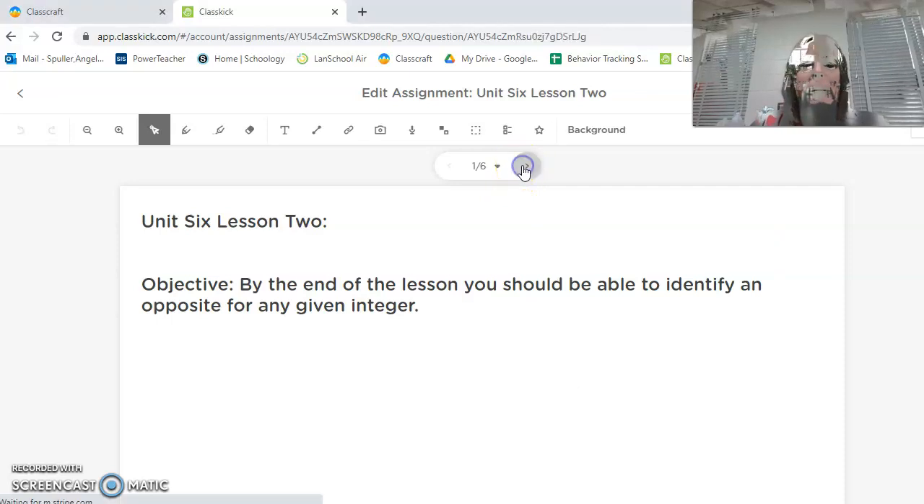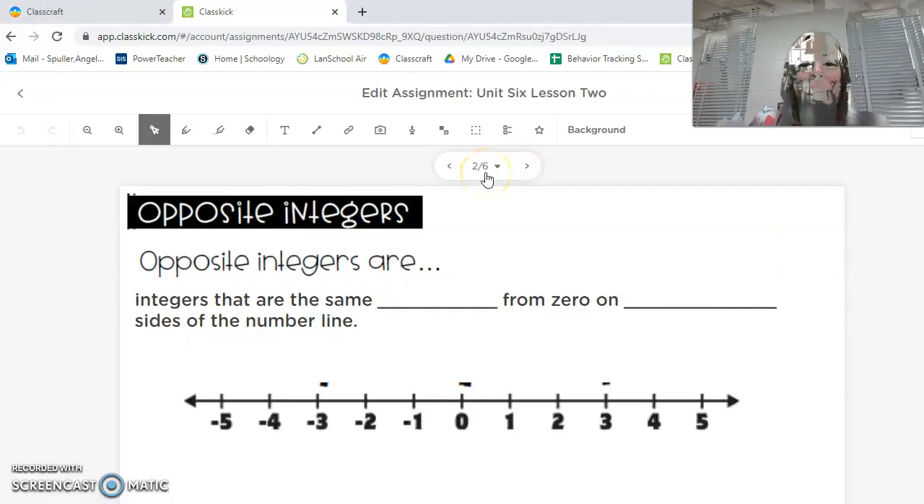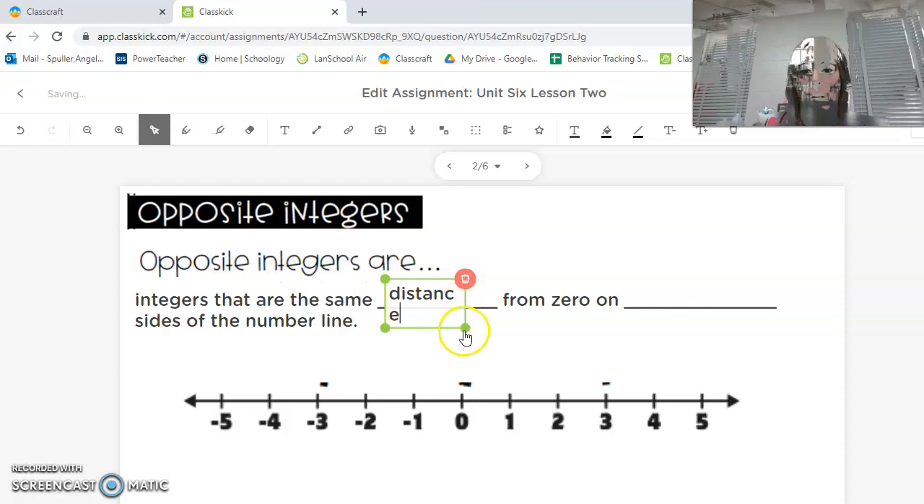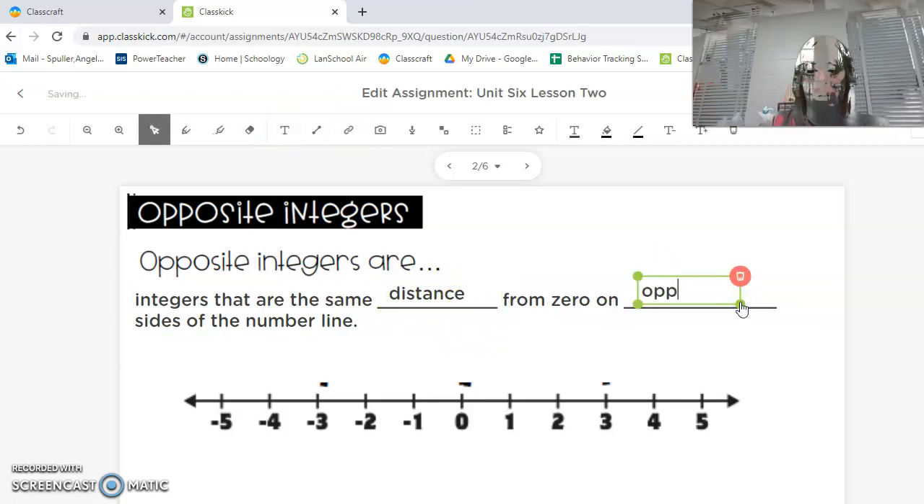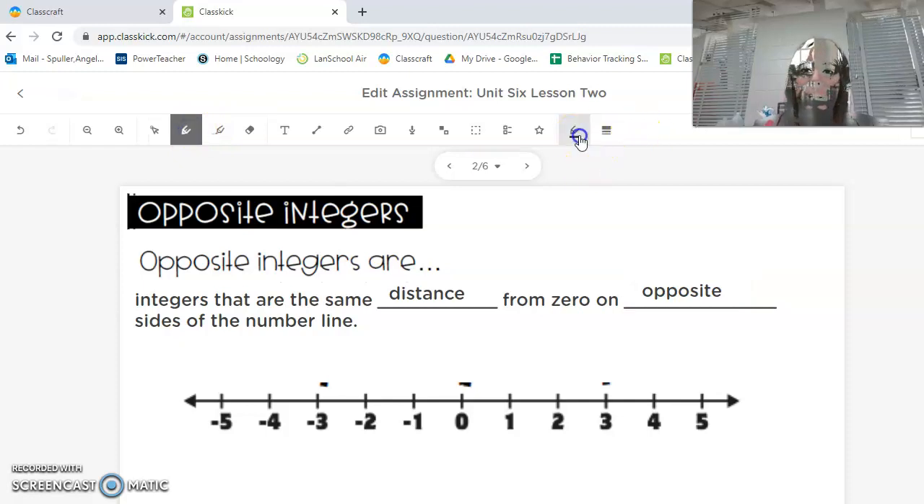Okay, so opposites. Opposite integers are integers that are the same distance from 0 on opposite sides of the number line. Every number has an opposite. 0 is its own opposite. So the opposite of 1 is -1.